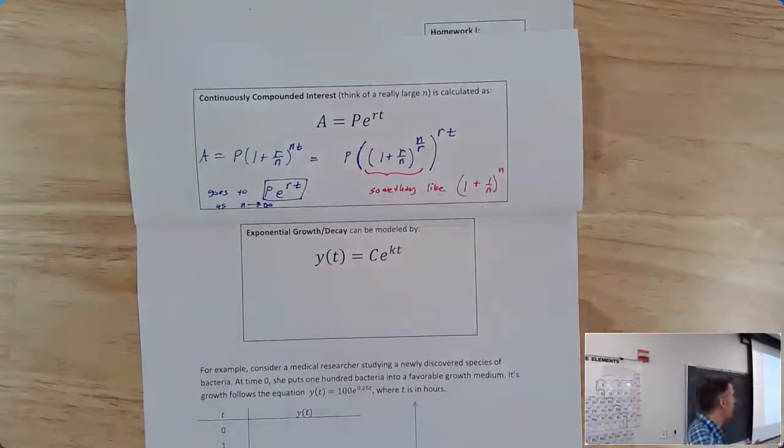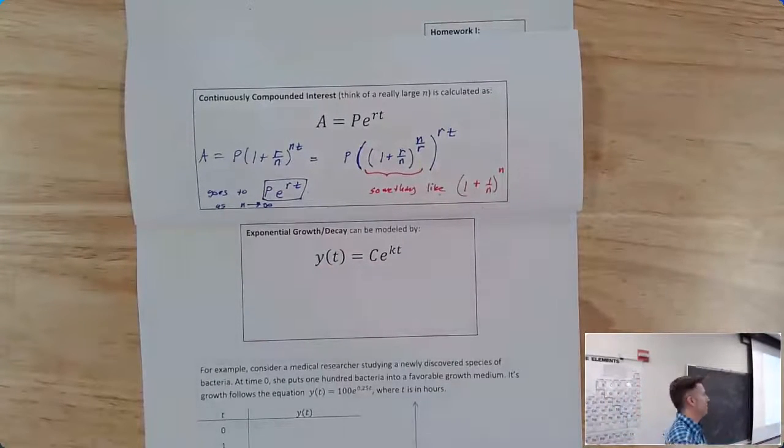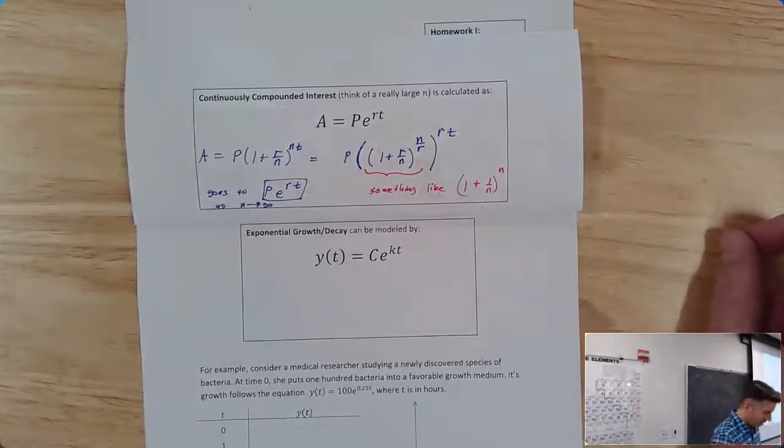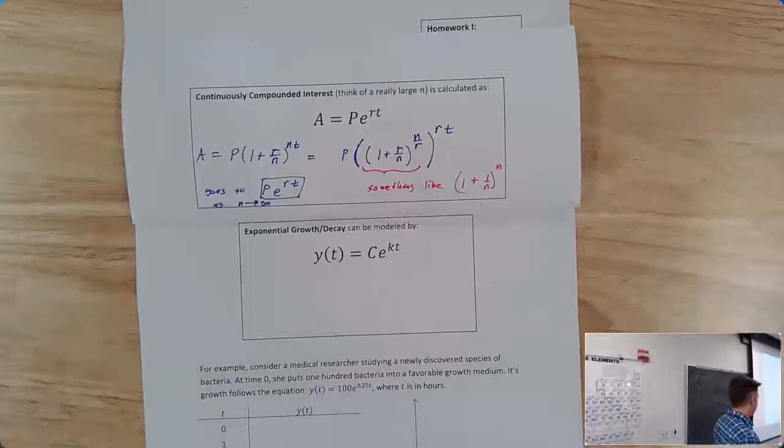But the point of that really was so that we could talk about this other, more general formula. And all I want to say right this moment is that these two formulas, A equals Pe to the rt and y of t equals Ce to the kt, or just y equals Ce to the kt, are the same formulas. People have used different letters for things, but they still represent the same stuff.